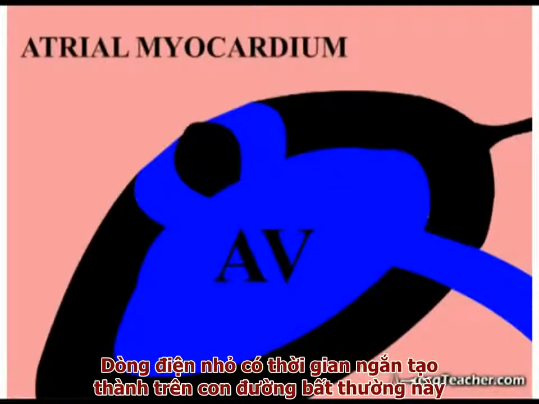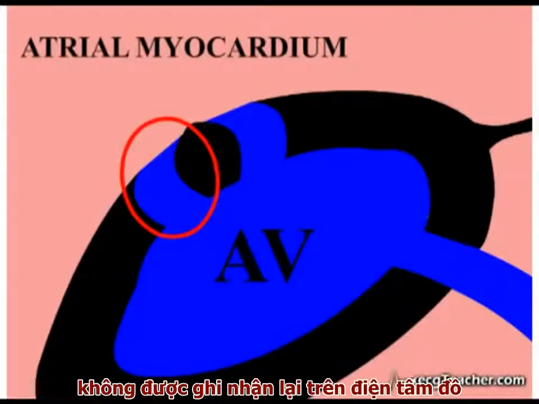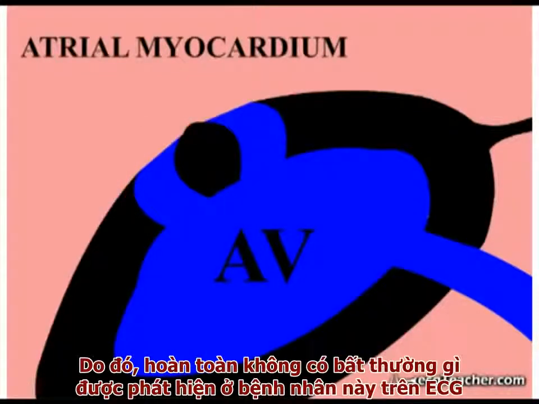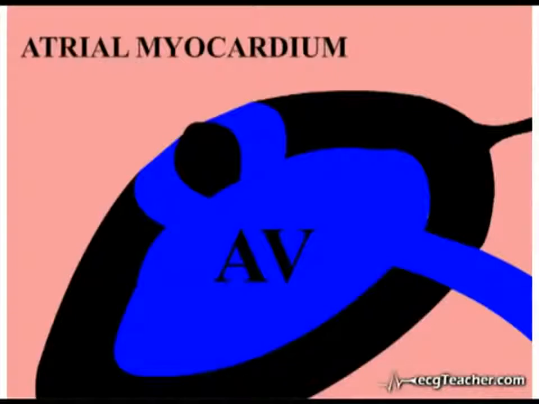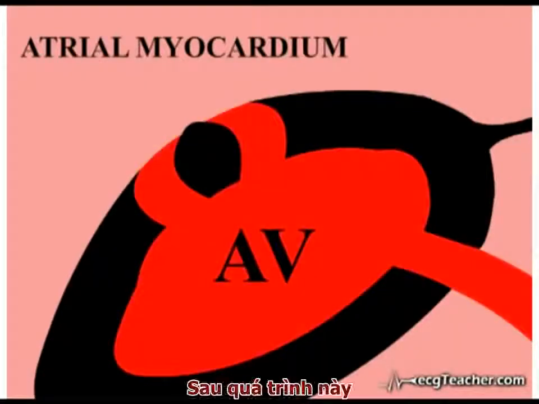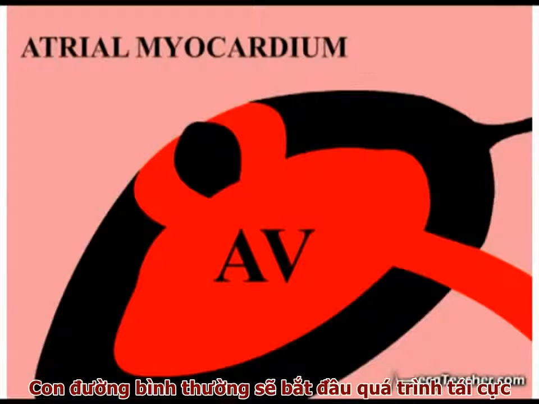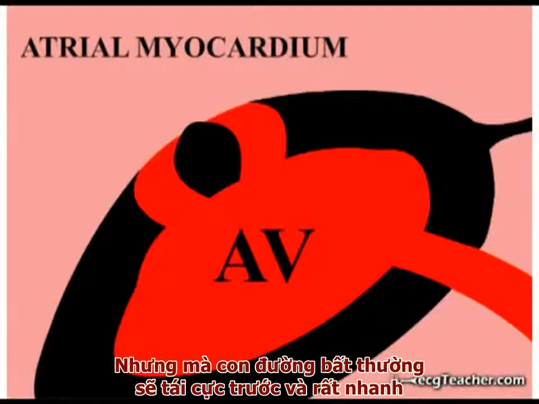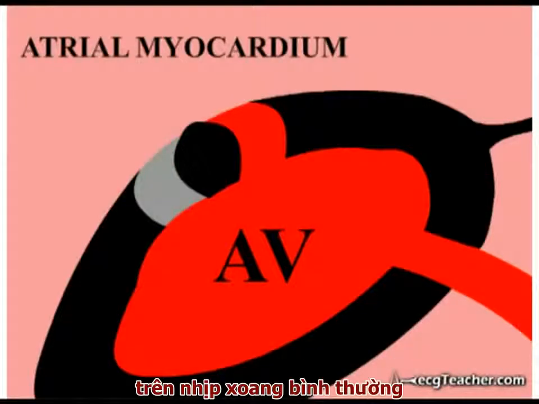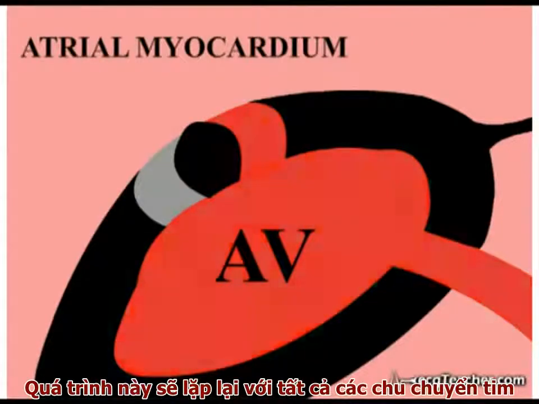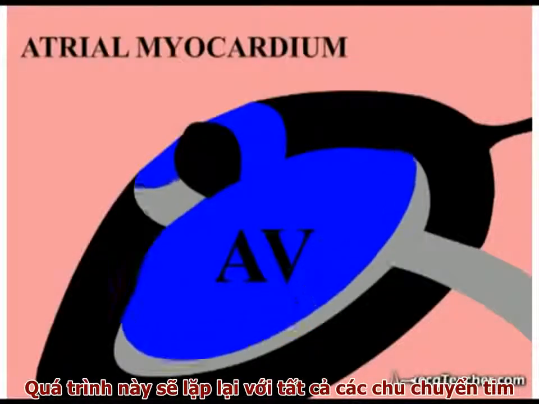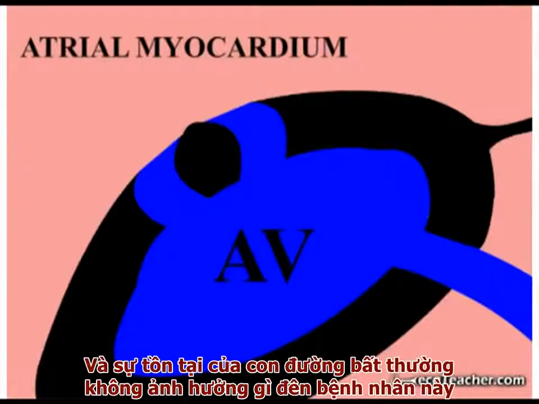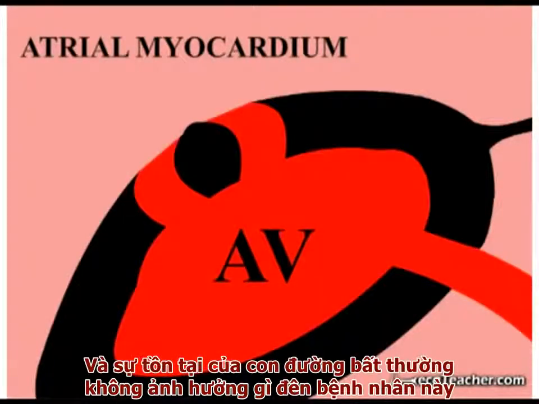The small, short-lived currents in this tiny strand of abnormal tissue are not detected by the ECG machine, so absolutely no abnormality is detected on such an individual's resting ECG in sinus rhythm. Following these events, the normal tract goes through a normal period of repolarization, while the abnormal tract repolarizes rapidly. With the heart in normal sinus rhythm, this process is repeated with every sinus discharge, and the existence of the abnormal tract has no consequences whatsoever for the subject.